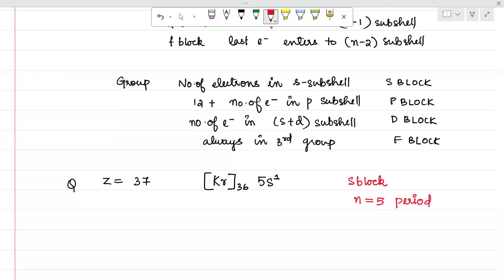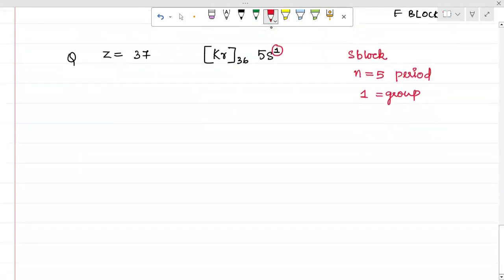And this is the 5th period. To which group does it belong? If it is S, it is just the number of electrons in the S subshell. So 1. That is the group number. Easy. Okay, next, 42.